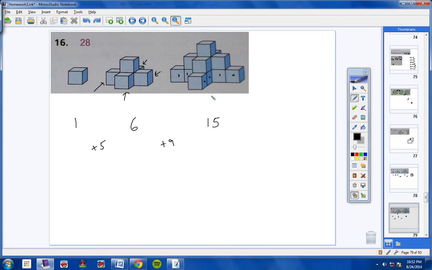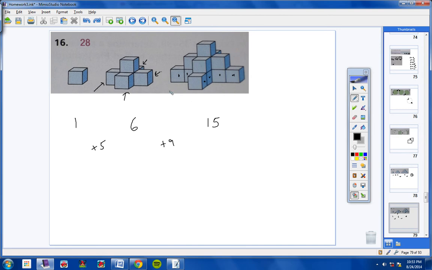Now, let's think this through. It looks like every time they add a row, they're putting one more block on the front and the right and the left and the back. For example, right here they added 1 block and put it here. Here they added 1 block and they put it right here. On the left side they added 1 block and put it here, and on the back side they added 1 block and put it here. So it looks to me like we're always going to be adding a whole other row that has 4 more.